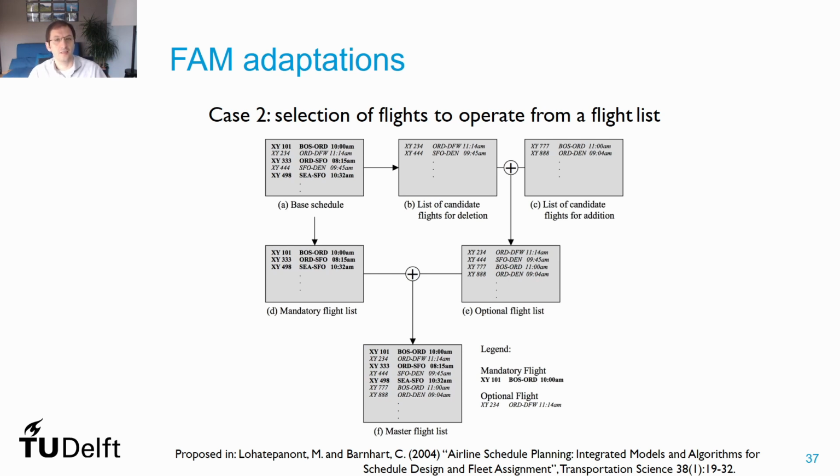To discuss this case, I'm suggesting to follow the approach proposed by Lohatepanont and Barnhart in 2004. In this approach, they divided the flights from the base schedule into a mandatory list of flights and a list of flights that can be deleted. Then they added a list of potential new flights. These new flights were added to the flights that can be deleted and they put it together in an optional flight list. The final list of flights to consider in our model is then the combination of the mandatory flights and these optional flights that we created.